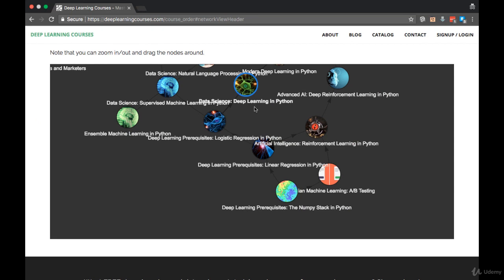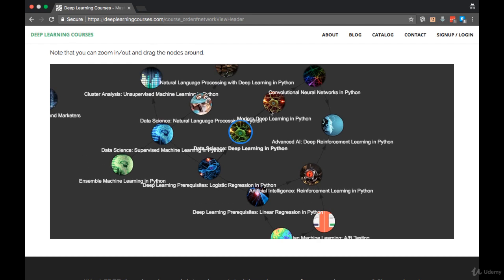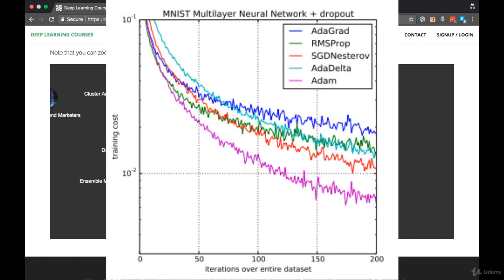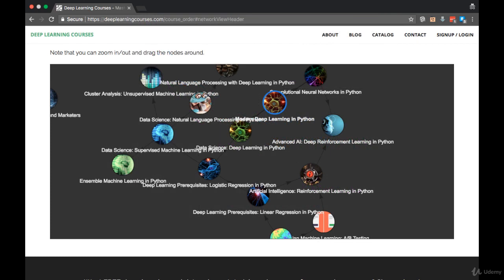Once you know the basics of deep learning, you can move on to Deep Learning Part 2, or Modern Deep Learning in Python. This is the same image, but in a darker color to signify that it's a continuation of the previous course. As the title suggests, this course is all about modern developments in deep learning. So we go over ways we've improved basic backpropagation, like momentum and adaptive learning rate techniques like RMSProp and ADAM. We talk about modern regularization techniques like dropout and batch normalization.